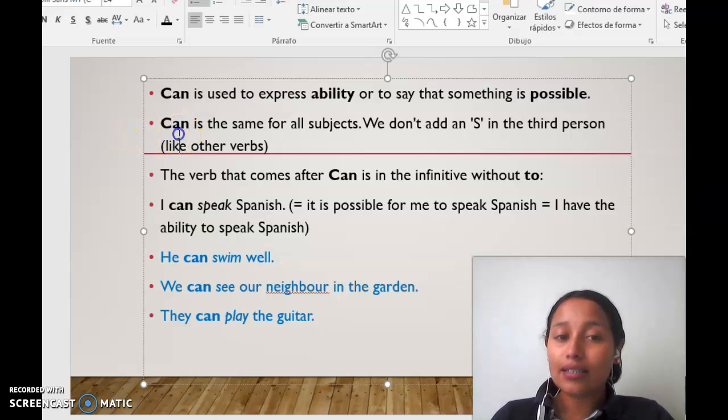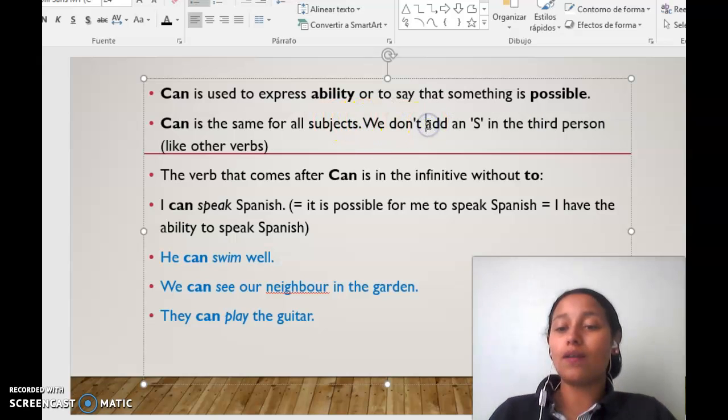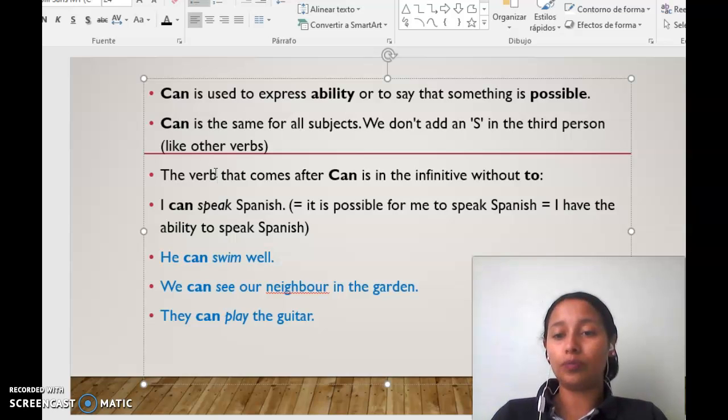El can se utiliza igual para todos los sujetos. Nunca agregamos S cuando estamos hablando de tercera persona. Remember that third person is she, he, it. Recuerden que la tercera persona es él, ella y eso. Pero cuando utilizamos este verbo can, nunca agregamos una S al final de los verbos. Eso ténganlo muy presente. The third one: the verb that comes after can is the infinitive without to.